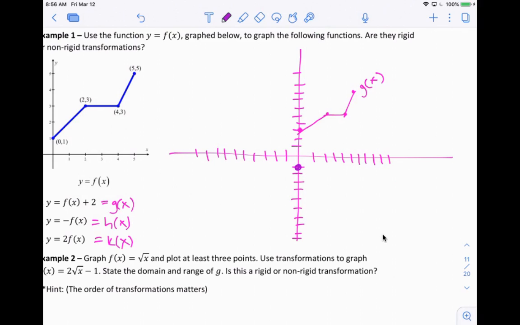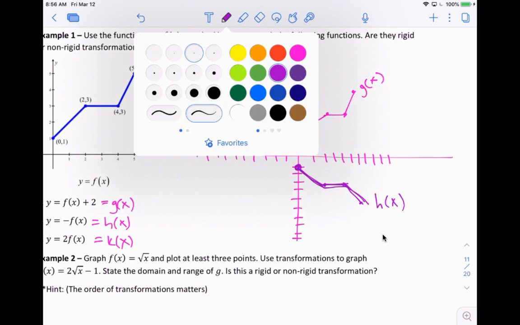2, +3 becomes 2, -3, and 4, -3, and then 5, -5. And again, we see that rigidity. This time when you multiply by a -1, you get a reflection, but h of x is still a rigid motion. It's still the same size.